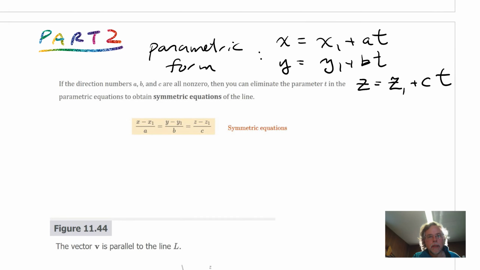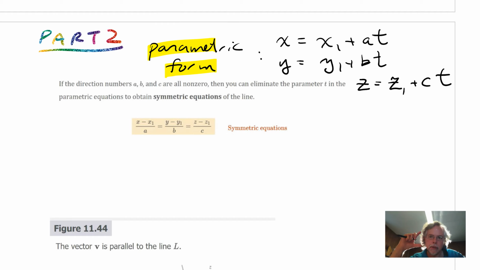This is Math 261. This is section 11.5 on lines and planes in space, and this is part 2. In part 1, we talked about what's called the parametric form of the equation of lines in 3D. So a line in 3D can be described this way.